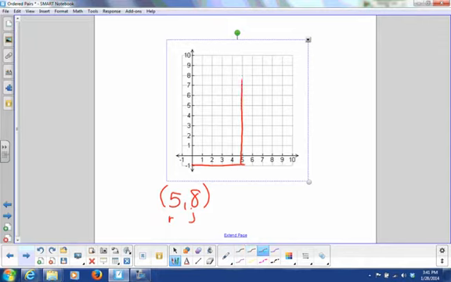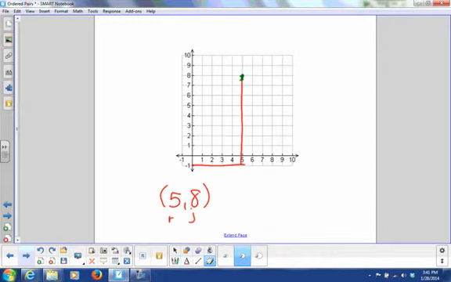And that corner is where my dot will be in green. Hopefully, I'm hoping. Okay, so pretend that that is where it's supposed to be, even though it's not. Okay, there you go. That's where it's supposed to be now. So my point then is at 5 and 8. Okay, let's do another one.